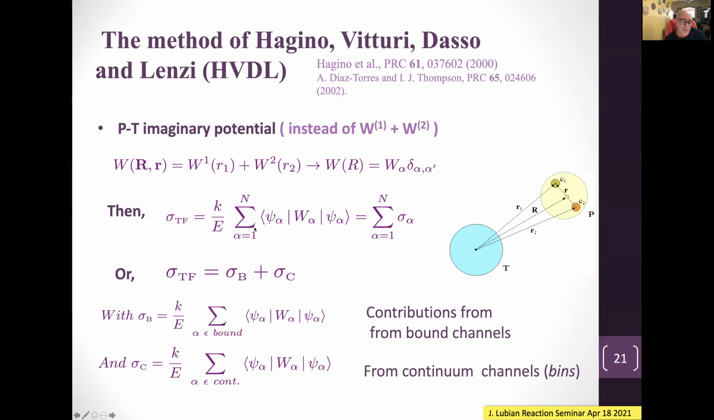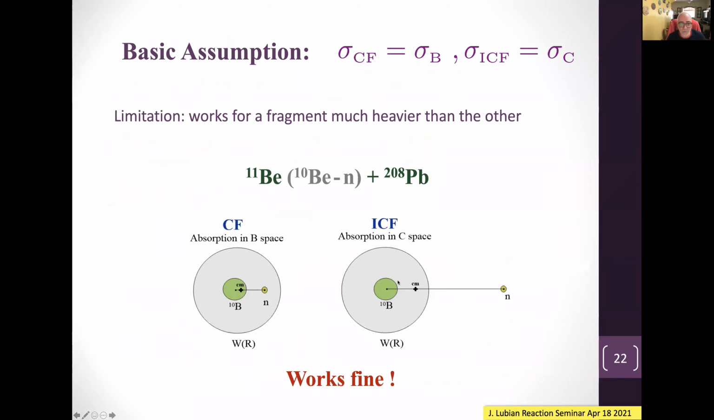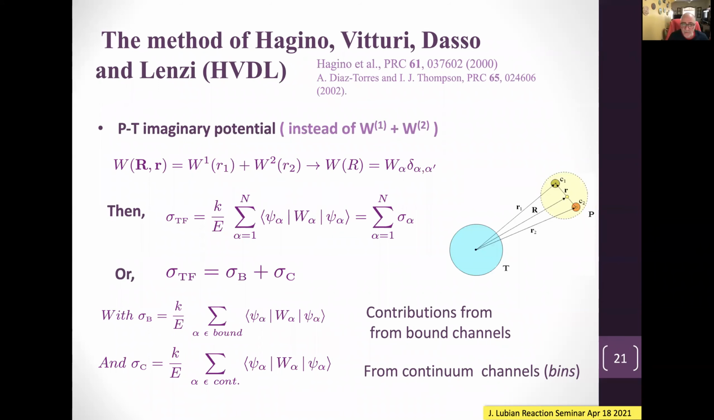They obtained the total fusion cross-section by summing the expectation value through all the channels of this imaginary potential. And they considered that the absorption from the bound states corresponds to the complete fusion, and the absorption from the continuum states is the incomplete fusion. This idea will be used in our method that we describe a little bit later. And it's an important point I wanted to fix.